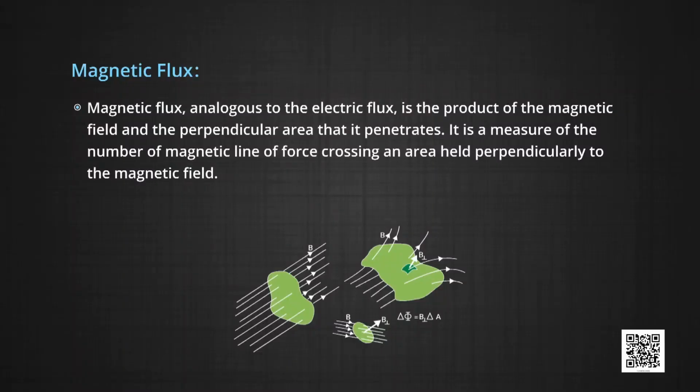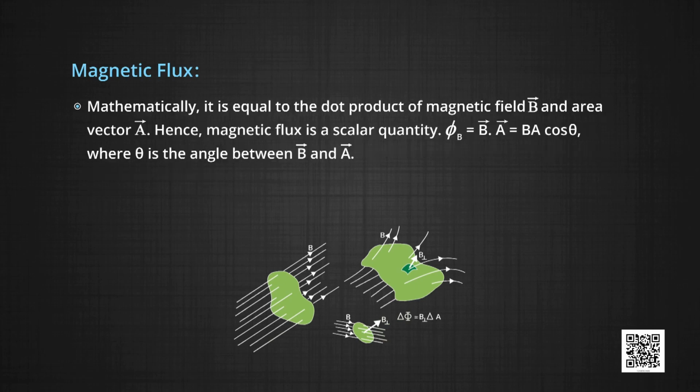Now, to understand Faraday's experiments mathematically, let us first understand the term magnetic flux. Magnetic flux, just like electric flux, is the number of magnetic lines of force crossing a given area held perpendicularly to the magnetic field B. Mathematically, it is equal to the dot product of B and A. Hence, magnetic flux is a scalar quantity. Phi B is equal to B vector dot A vector, which is BA cos theta, where theta is the angle between magnetic field B and area vector A.